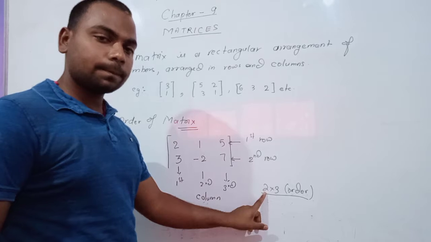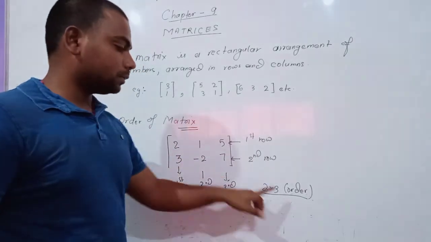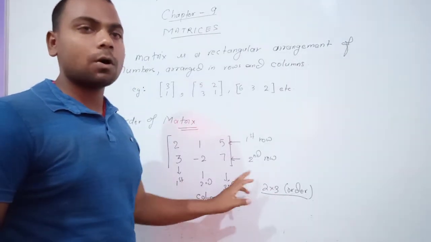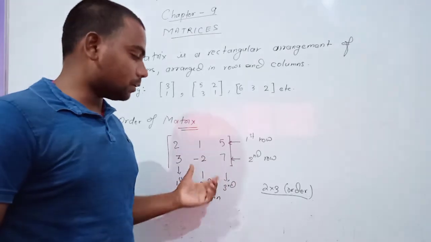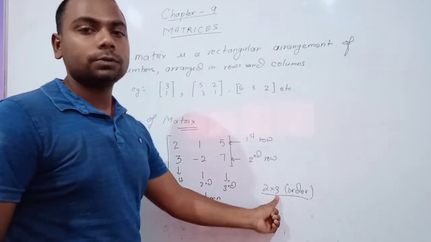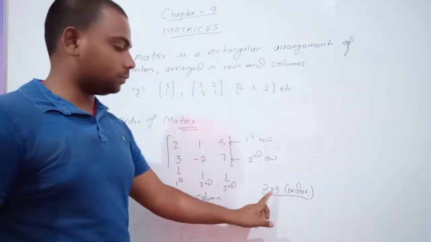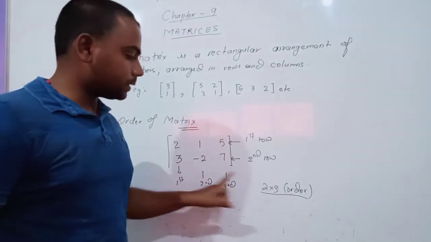So here how many rows are there? 2 rows are there. And how many columns are there? 3 columns. So that becomes the order of the matrix. What is the order of this matrix? 2 into 3 order, 2 by 3. The order of this matrix is 2 by 3.